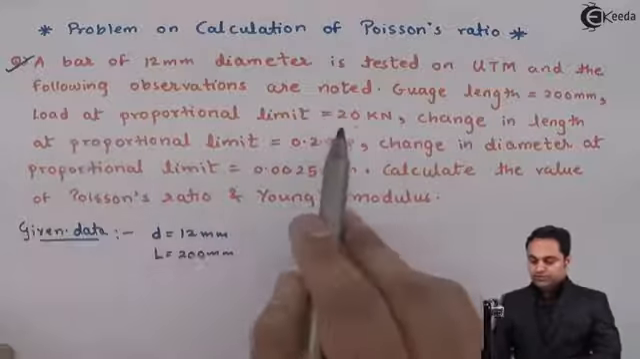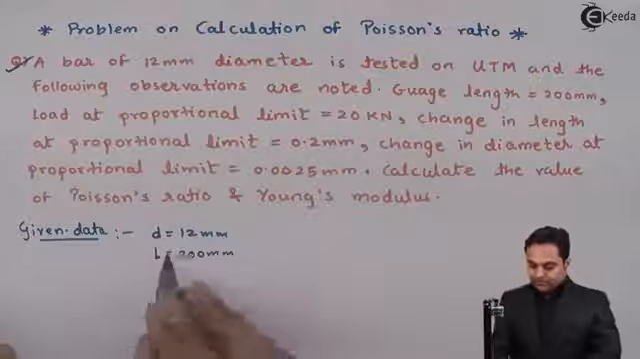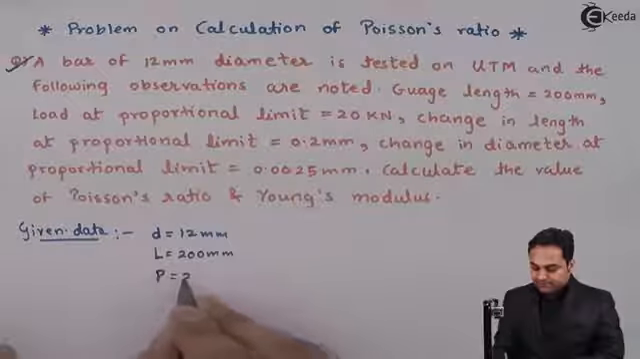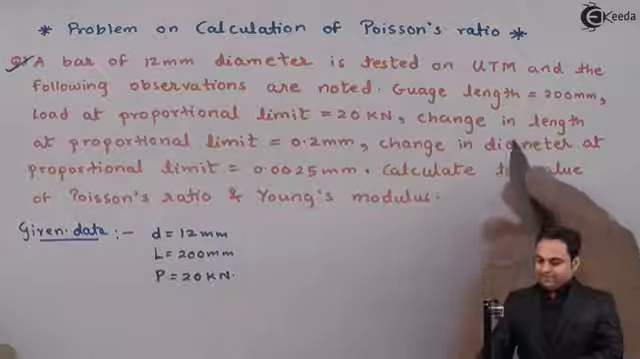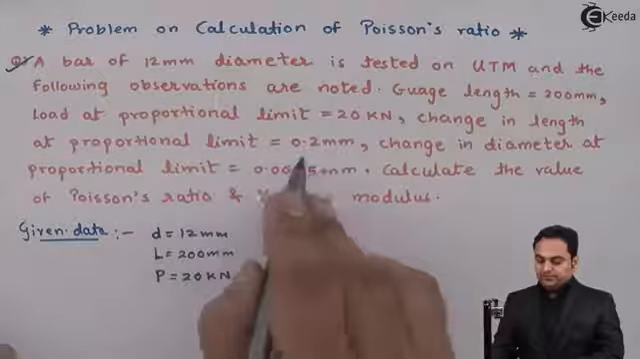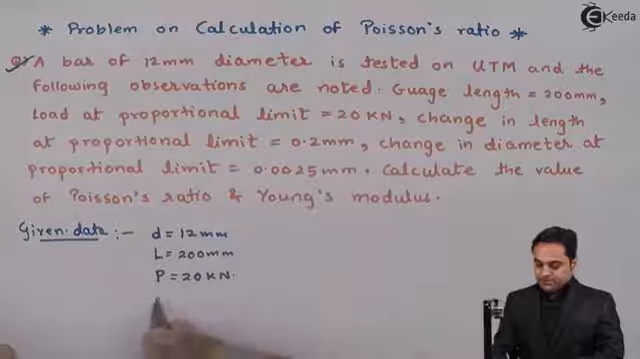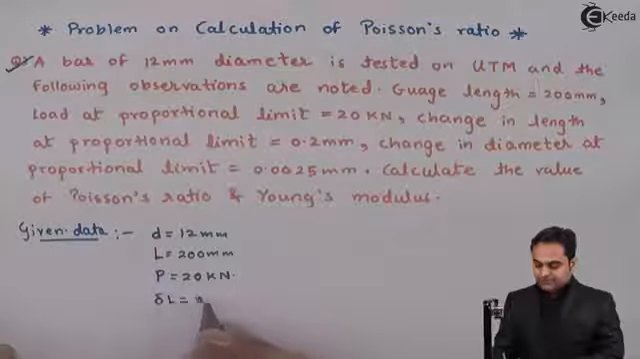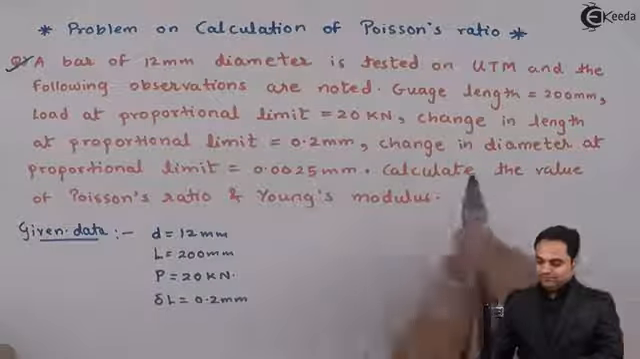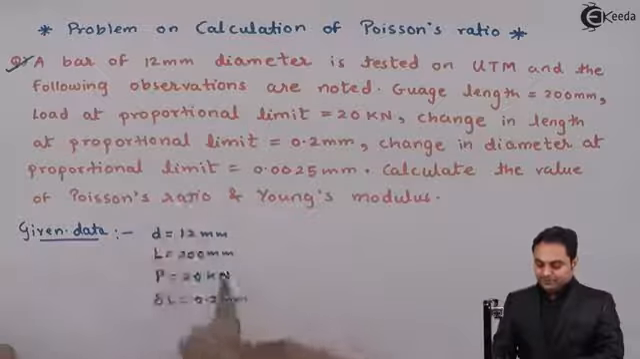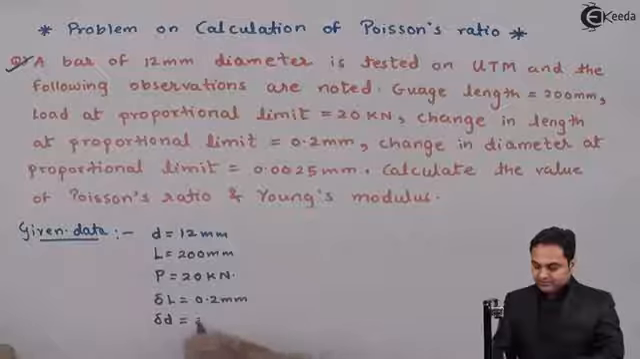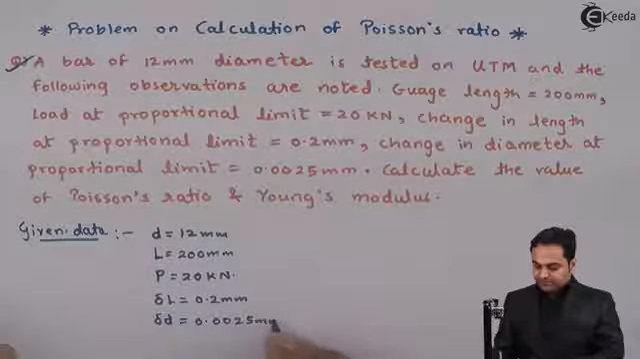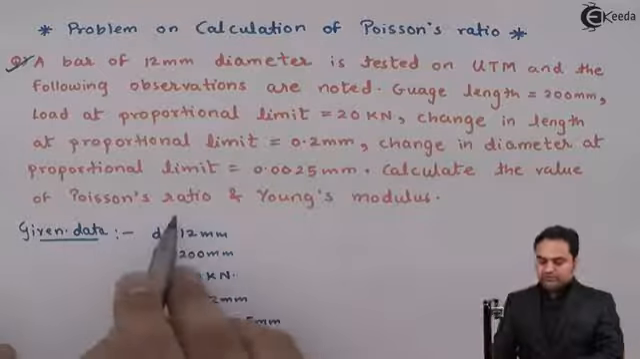Load at proportional limit is 20 kilonewton. Load is denoted by P, 20 kilonewton. Change in length at proportional limit is 0.2 mm. Change in length is denoted by delta L. Change in diameter at proportional limit is delta D, the change in diameter, 0.0025 mm. Calculate the value of Poisson's ratio.